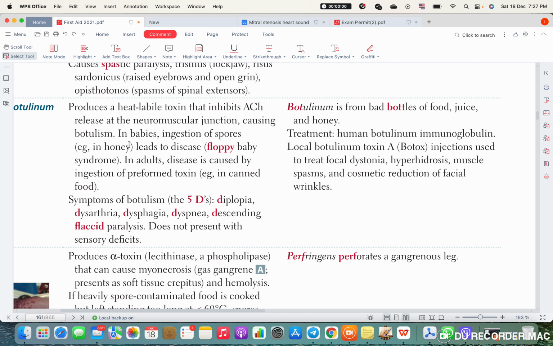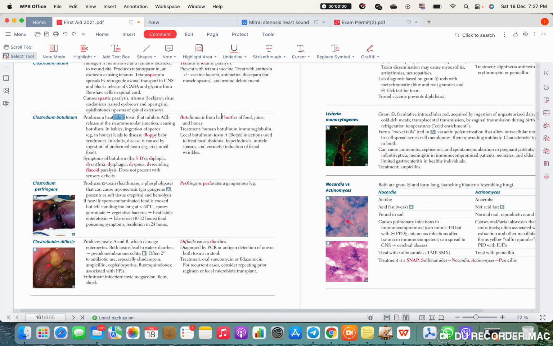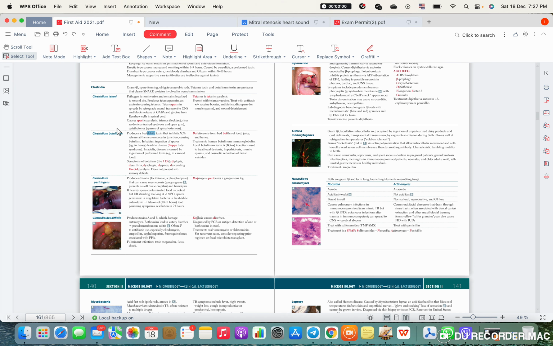Clostridium botulinum produces a heat labile toxin. When I say heat labile, if I cook food containing the Clostridium botulinum toxin, will it destroy the toxin or not? Heat labile, it will destroy the toxin. Remember, heat labile will destroy. Heat stable will not destroy. Labile, destroy. Stable, cannot destroy. It's stable to the heat. You cannot destroy it. Okay?